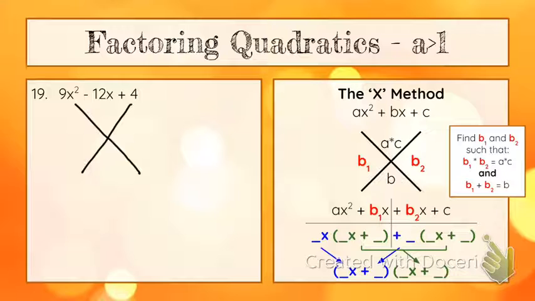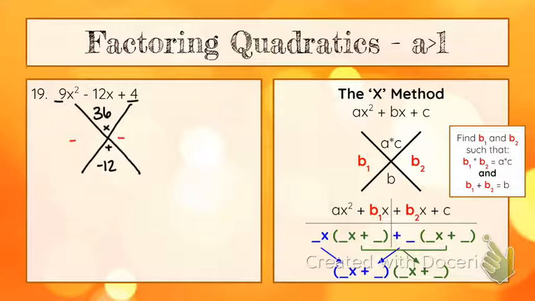So the top is a times c. 9 times 4 is 36. The bottom is negative 12, and we want to find two numbers that multiply to get 36 and add to get negative 12. We know that if they multiply to be a positive number, then they have to be the same sign. It either has to be 2 positives or 2 negatives. And if they have to add to be negative, then they must be 2 negatives.